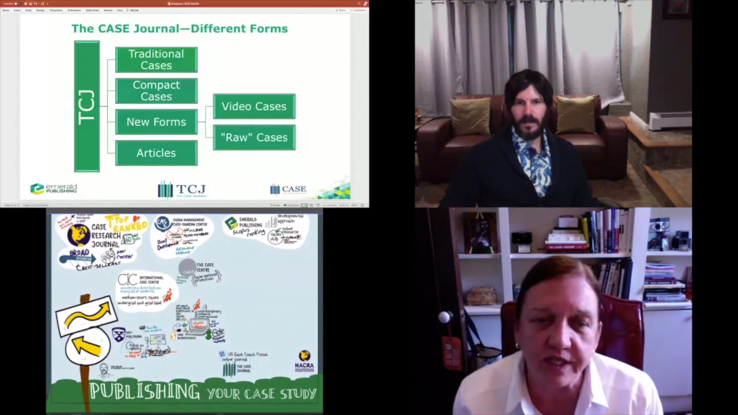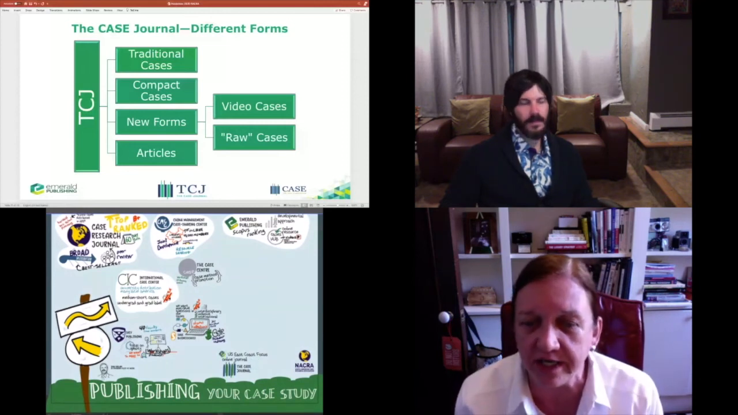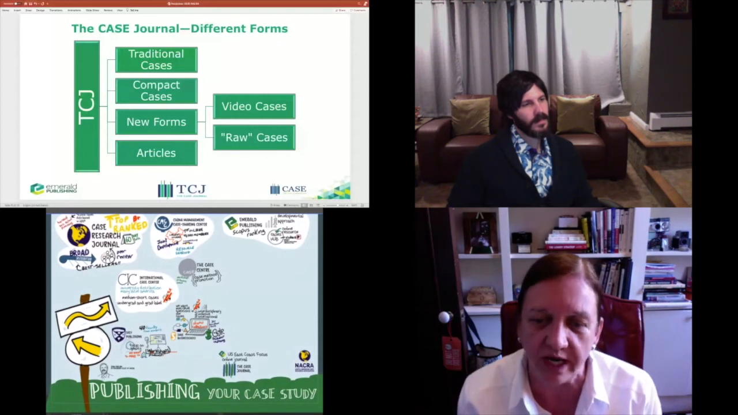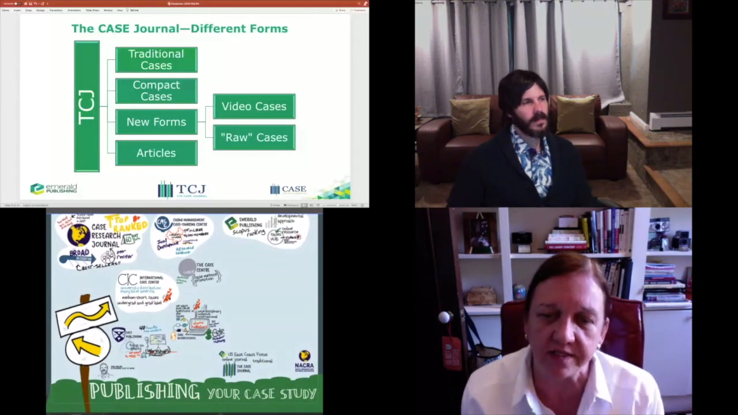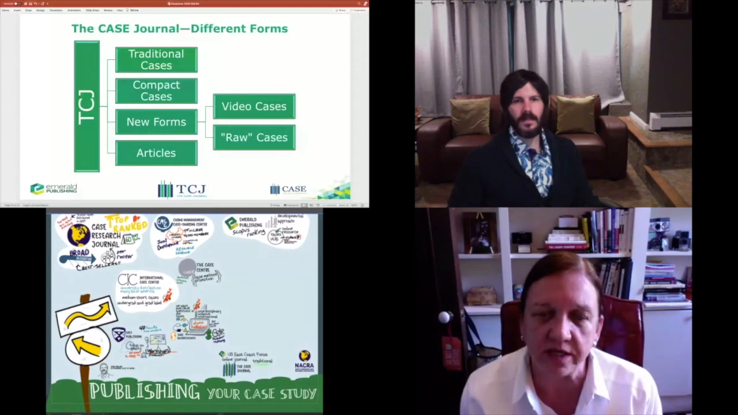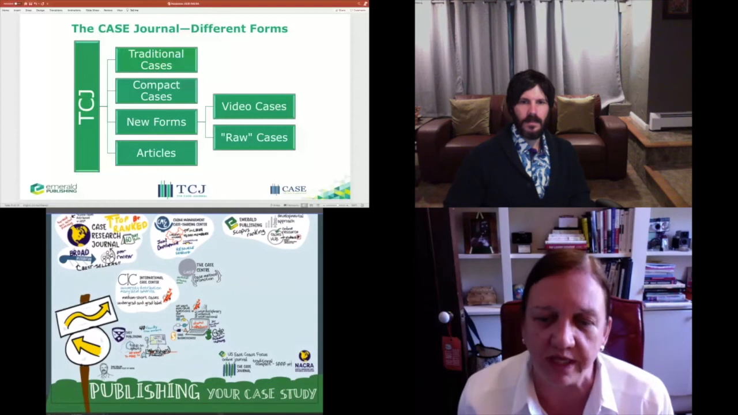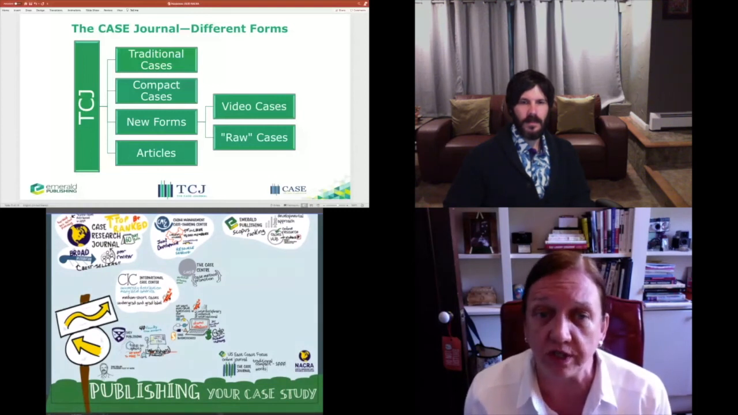The slide that you're seeing here describes some of the different kinds of cases that we do publish. We publish traditional cases that are in the 12 to 15 page range and have a full instructor's manual. We also launched what we call compact cases. These are cases that are 1,000 words or less. It's a real challenge to write one, but students love them. They're designed to be read in about 15 minutes, and they also have an instructor's manual or teaching note that goes with them.